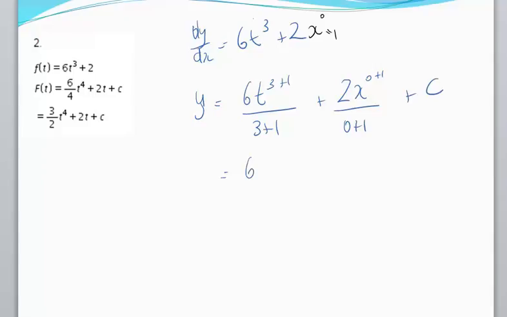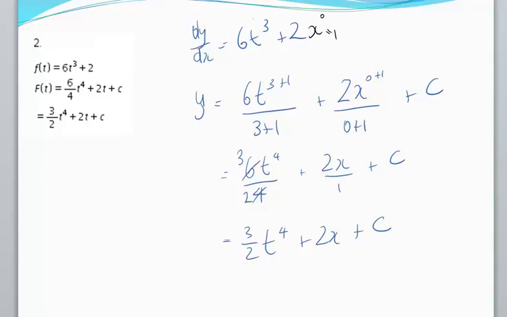So we're going to have 6t to the power of 4 divided by 4 plus 2x to the power of 1, so just that, over 1 plus our constant c. So we can simplify here, becomes 3 and 2. We're going to have 3/2 t to the power of 4 plus 2x plus our constant c.